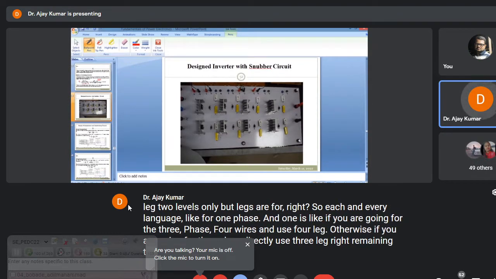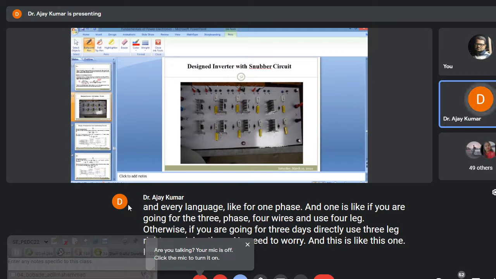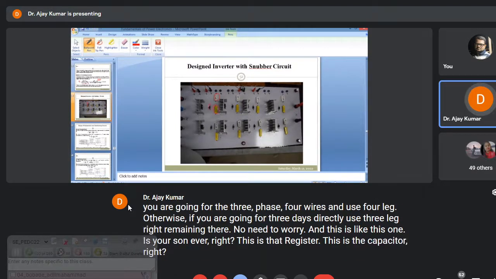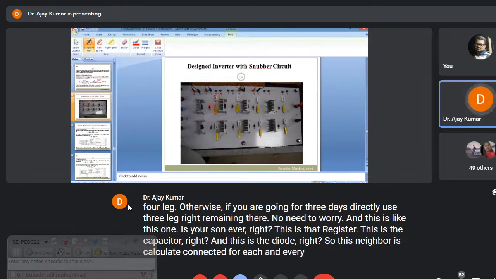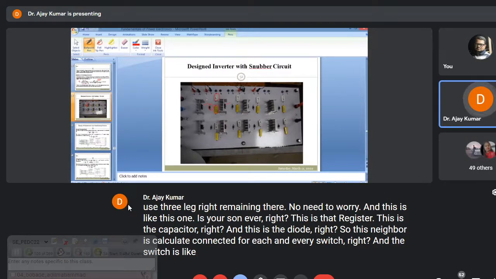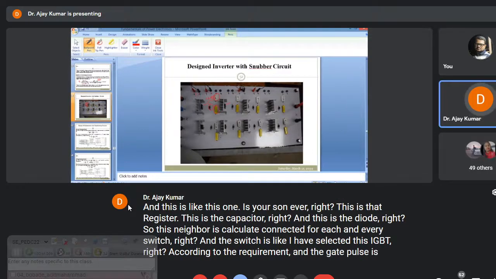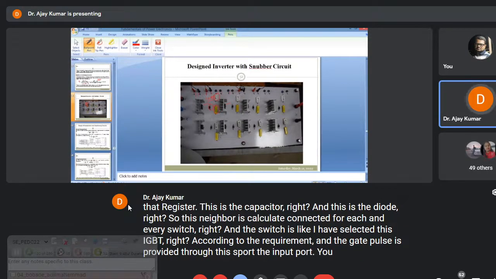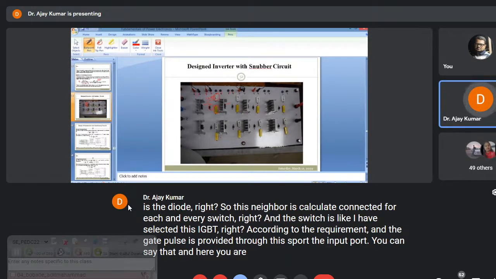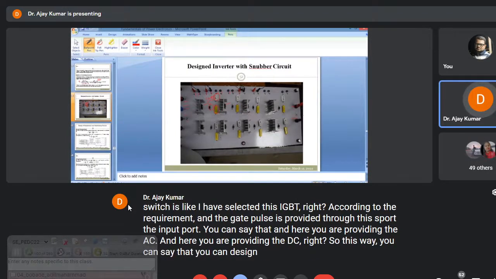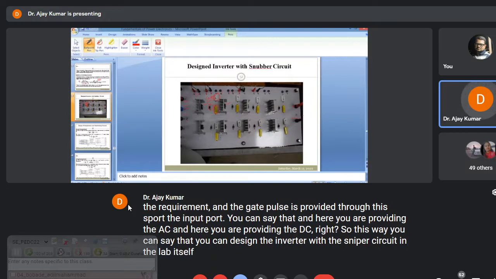And this one is your snubber. This is the resistor, this is the capacitor, and this is the diode. So this snubber is connected for each and every switch. And for the switch, I have selected this IGBT according to the requirement. And the gate pulse is provided through this port, the input port. And here you are providing the AC, and here you are providing the DC. So this way you can design the inverter with the snubber circuit in the lab itself, and you can use this inverter.